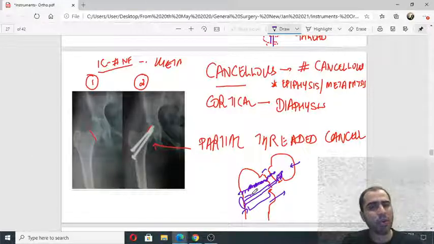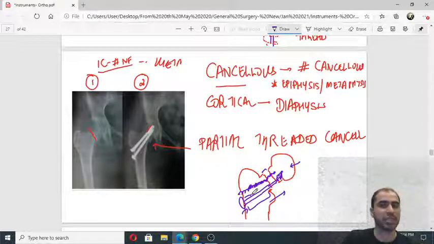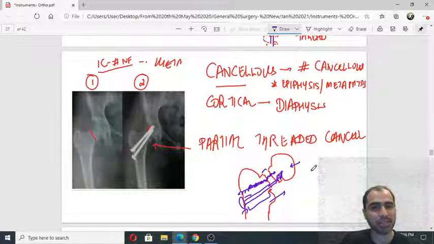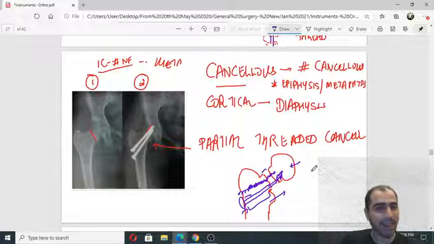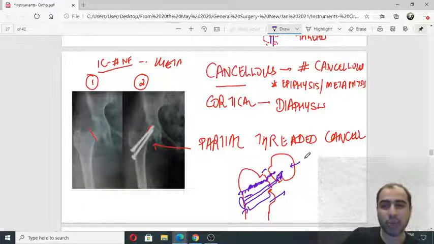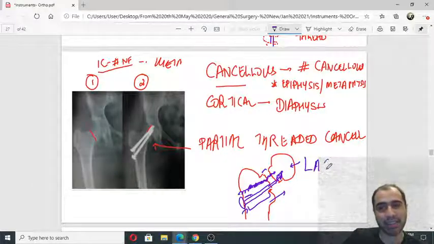What is the name of this principle of screw fixation? Anybody? What is the name of this principle of screw fixation using a partially threaded screw? What type of screw fixation is this? Where the non-threaded part is pushing the, yes, excellent, lag screw, amazing, excellent Mitali.